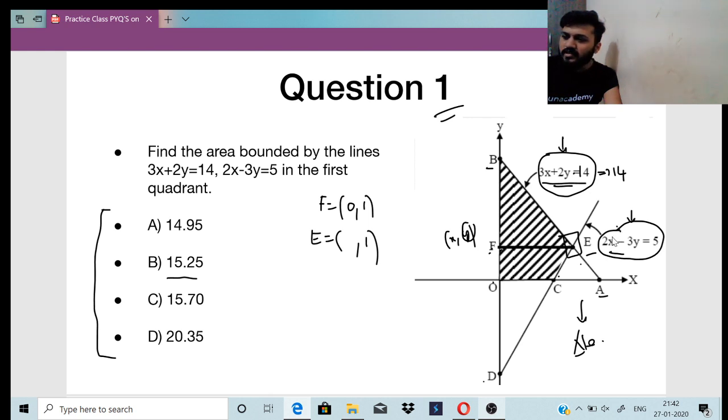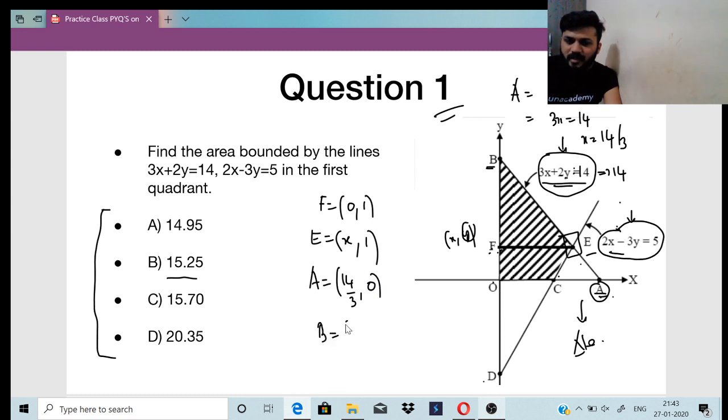Solve these two equations and you will get the value of x of E. Then what are the other points? B is there, A is there. In A, the value of y will become 0. So if you put y as 0 in the equation 3x plus 2y equals 14, you get 3x equals 14, so x equals 14 by 3. So A is (14/3, 0).